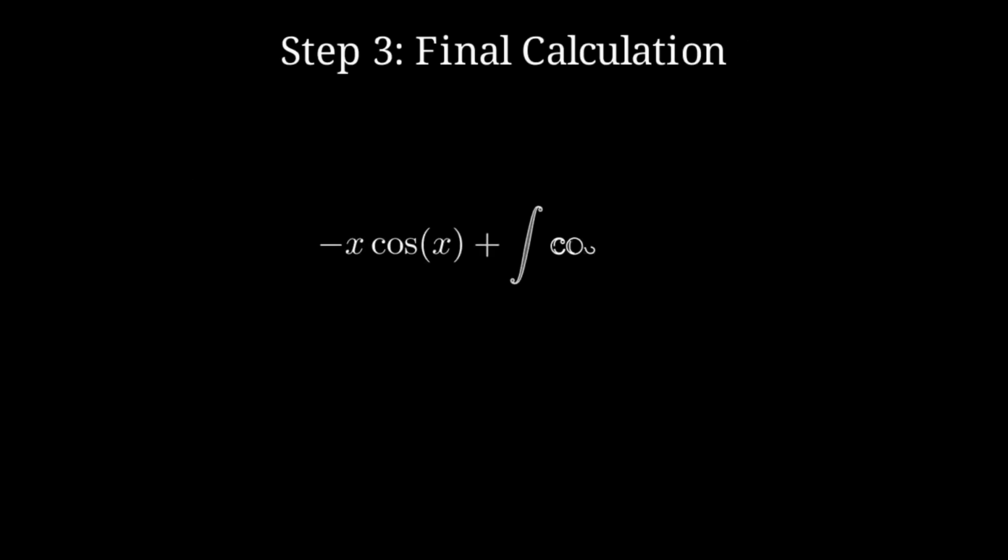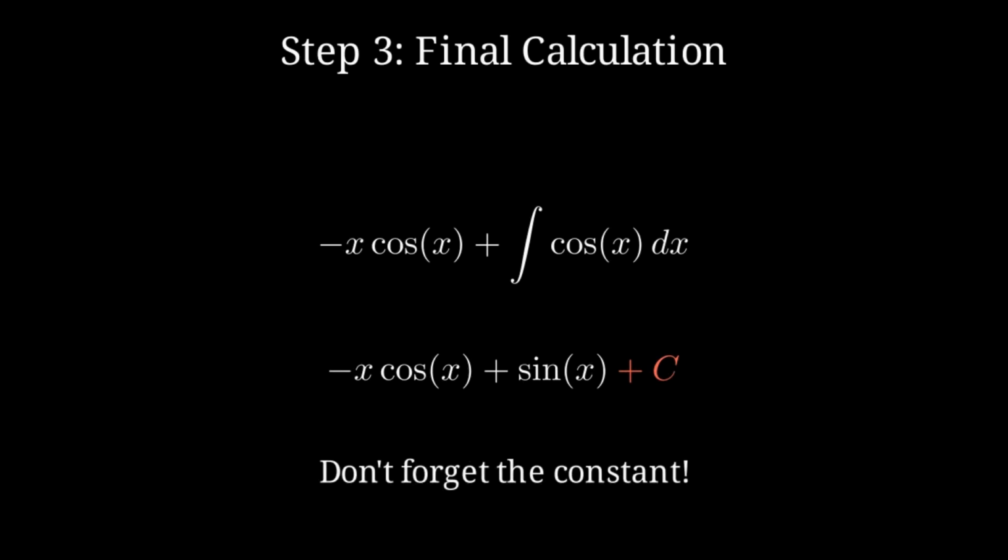We simplify the signs to get negative x cosine of x plus the integral of cosine. The integral of cosine is simply sine. We add our constant of integration, c, to complete the solution. This is our final answer.